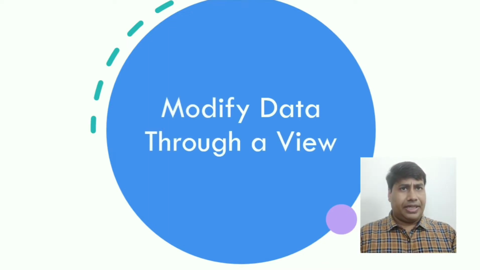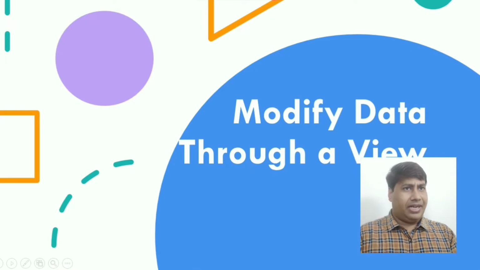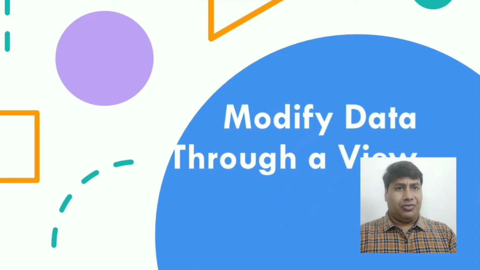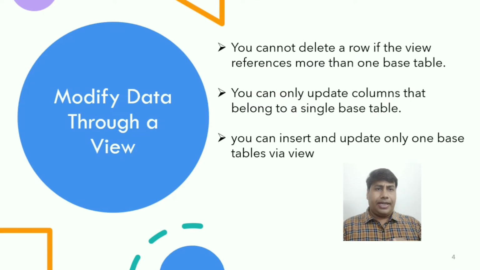In this content, we'll discuss how to insert, delete and update a table using a View. You cannot delete a row if the view references more than one base table. You can only update columns that belong to a single base table. You can insert and update only one base table via a view.